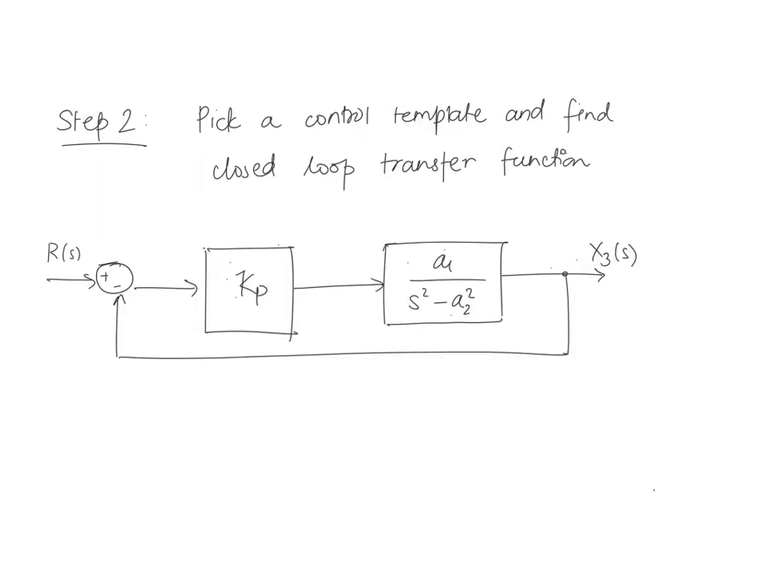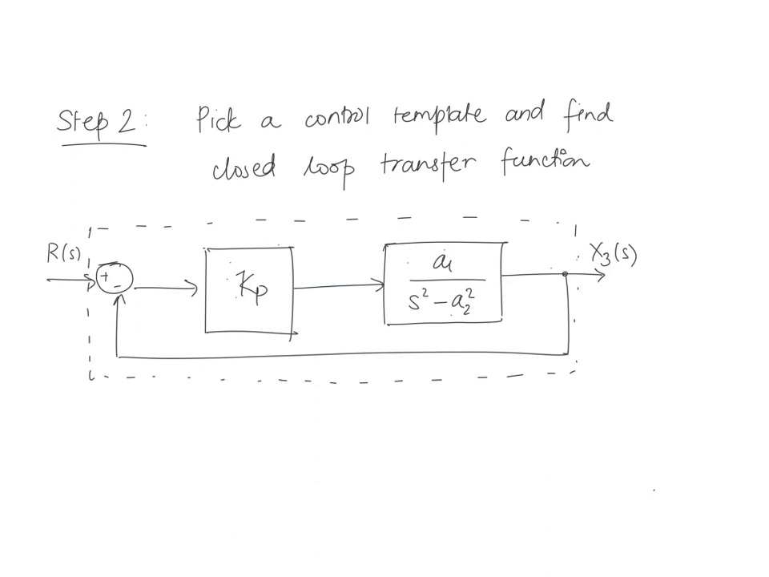Step 2 is to pick a control template for this block over here, and find the closed loop transfer function, from this R of S to X3 of S. You know how to do this; we did this in class a couple of times. The trick here is to keep the parameters of your control template. In this case, I picked a proportional control. It just has one parameter, Kp. Keep that parameter in the closed loop transfer function. So that's step number 2.